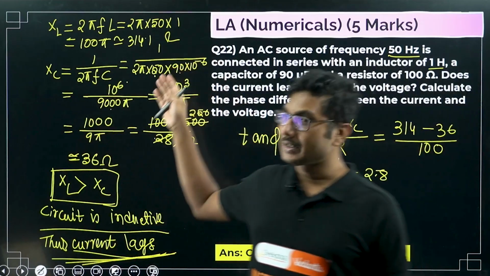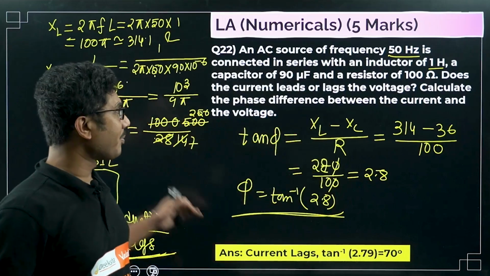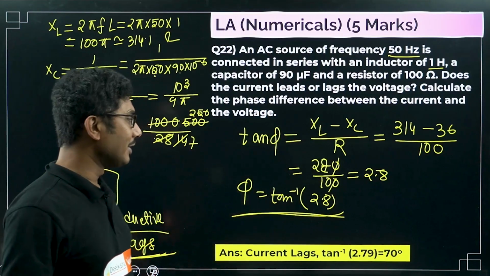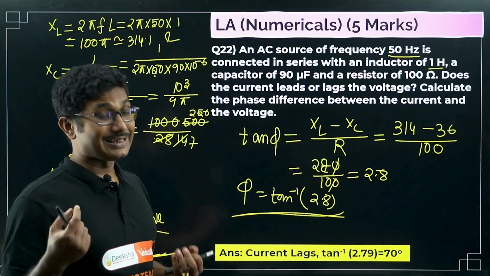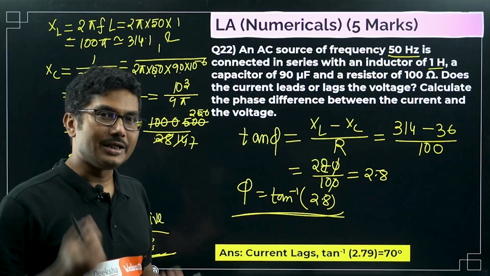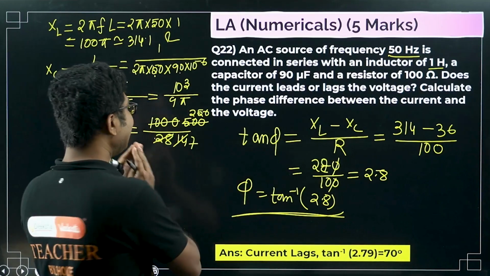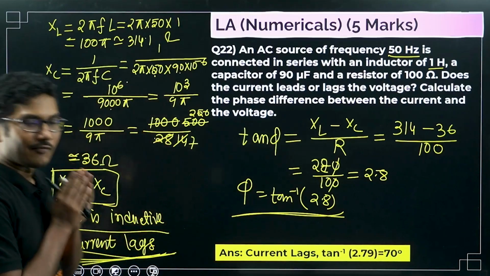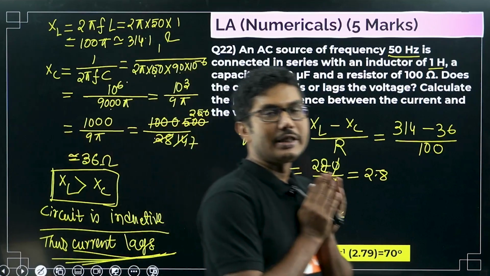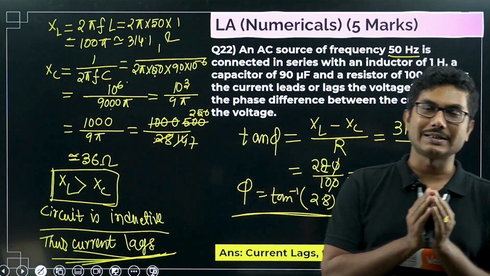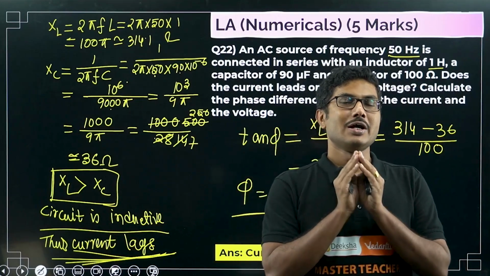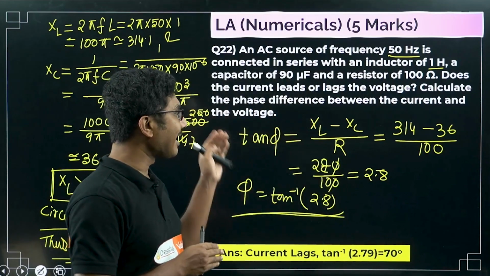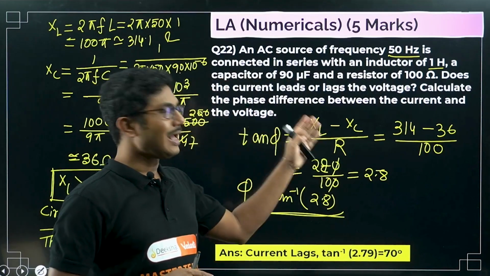So in the problem, if you solve it properly, then you get the value such that current lags. If you get XC more, then you can say current leads. So be careful in this problem. After solving everything, you realize the value of XL is more than that of XC, so circuit is inductive, thus current lags. And by how much it lags, for that you have to remember this formula.